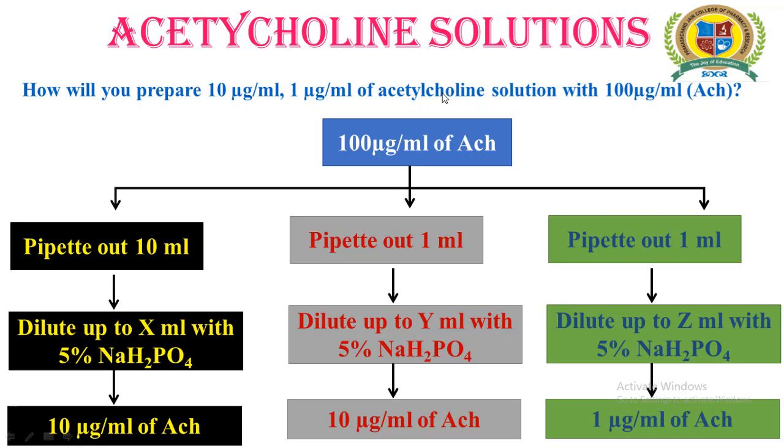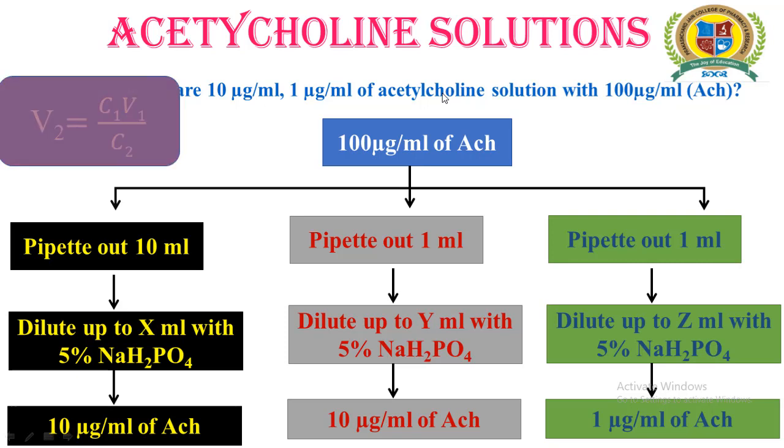With the help of a similar formula, that is C1V1 is equal to C2V2, where we don't know the final volume, that is x, y, z, so that should be considered as V2. So V2 can be given by this formula: V2 is equal to C1V1 divided by C2. Upon adding all these values, we will get the answers for x, y and z.